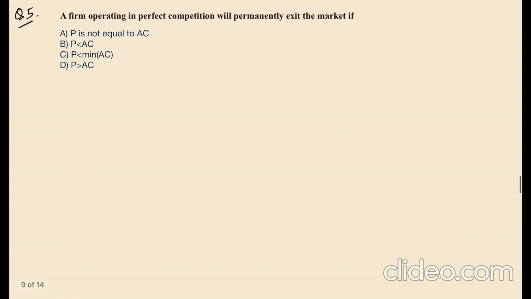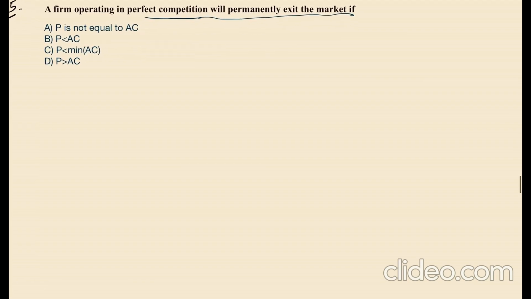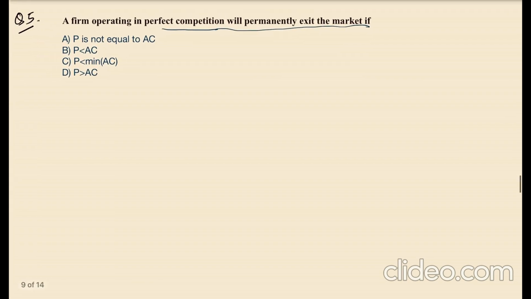Now let us see question 5. A firm operating in perfect competition will permanently exit the market if... Now, they're talking about this firm permanently exiting the market. What does it mean? It means that definitely they're talking about the long run, right? Because in the short run, the firm shuts down. It does not really exit the market, because exiting the market is not an option in the short run. That is not possible.